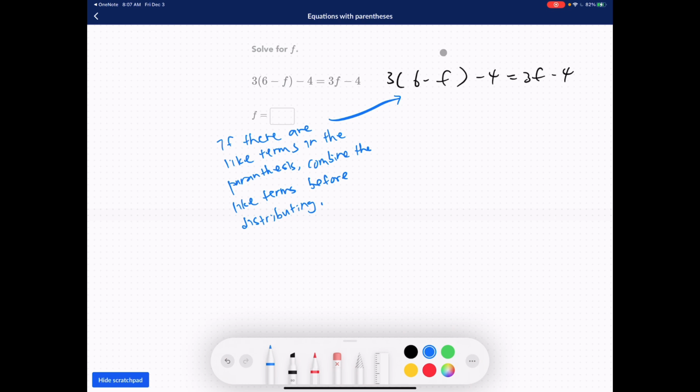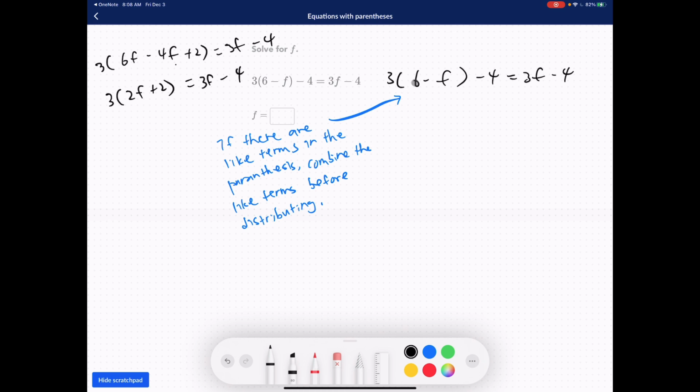So I don't know if we're gonna see another problem like that. Like if, for example, I had, I don't know, 3(6f minus 4f plus 2) is equal to 3f minus 4. This is just an example. Then what you want to do is combine these like terms first. Then 6f minus 4f would be 2f, plus 2, equals 3f minus 4. As you can see, because there are like terms in the parentheses, I did those first, and then I'm going to distribute. Okay, so same with this one.